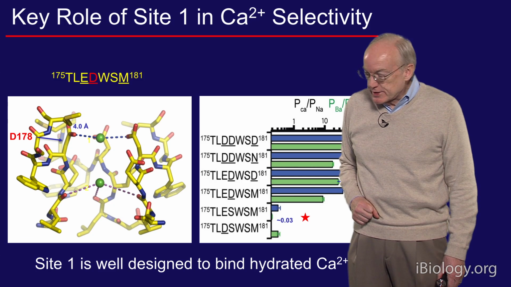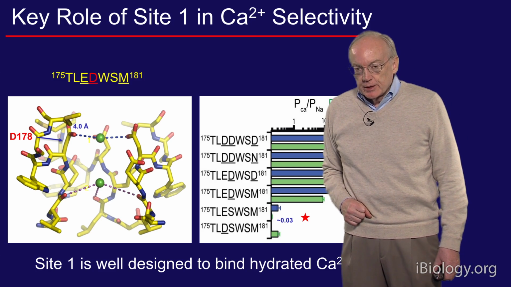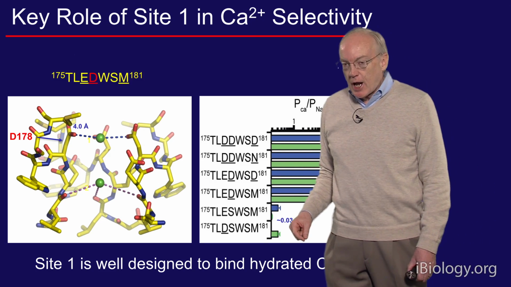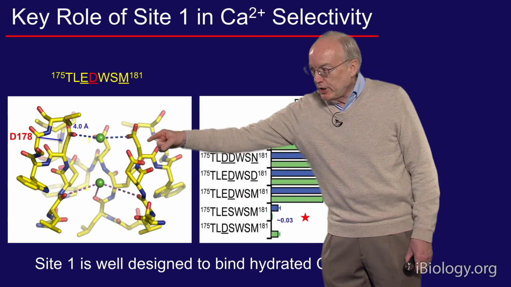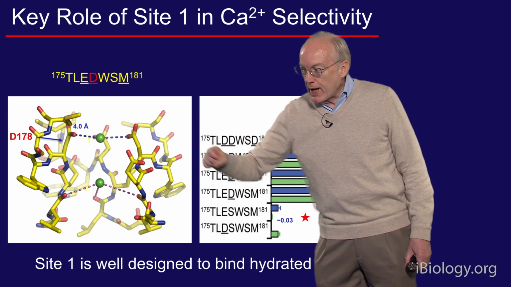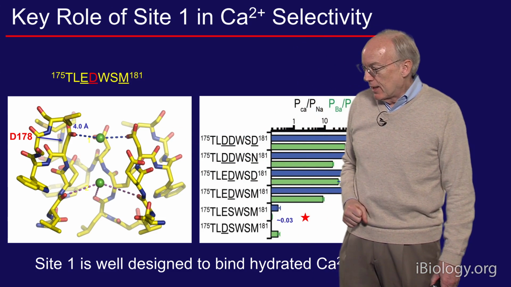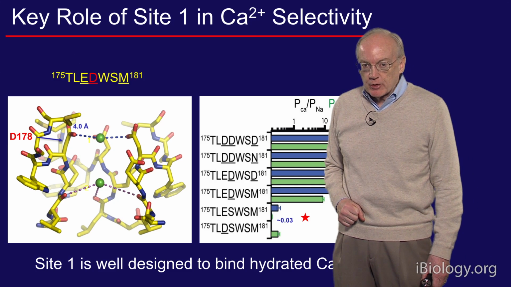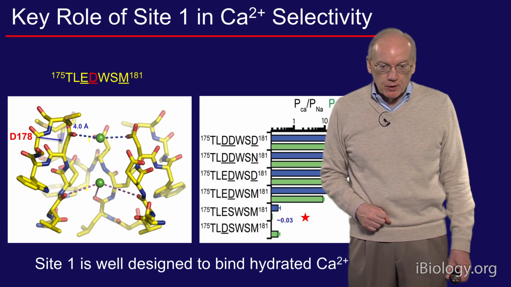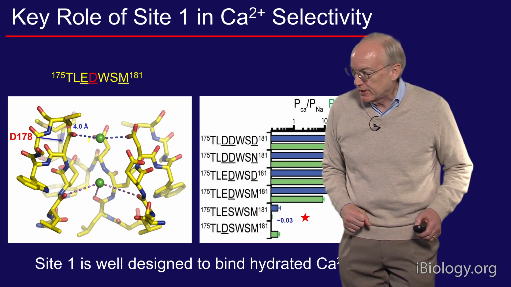Site 1 is sized appropriately to bind calcium in its hydrated form, shown here. There are 4 angstroms surrounding the calcium ion, which would allow calcium and its first shell of waters of hydration to bind effectively.